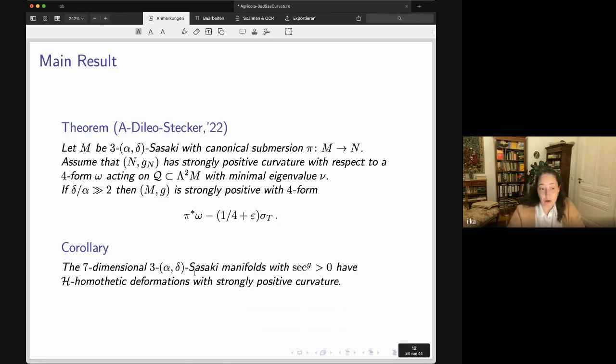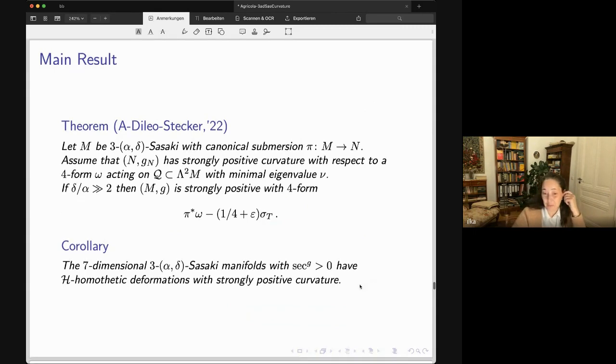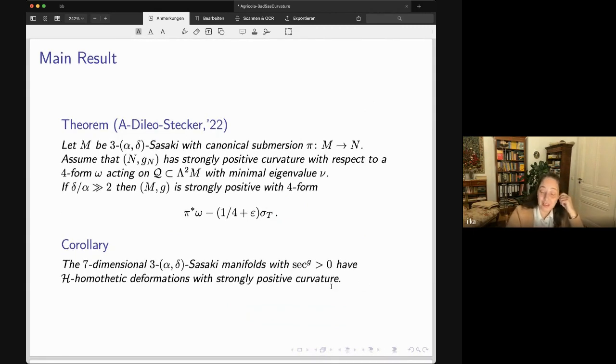And in particular, a corollary is that the 7-dimensional phi alpha delta Sasaki manifolds with positive sectional curvature actually do have homothetic deformations with strongly positive curvature. So the two notions really correspond.